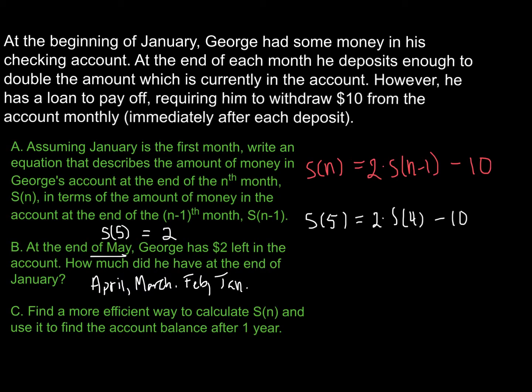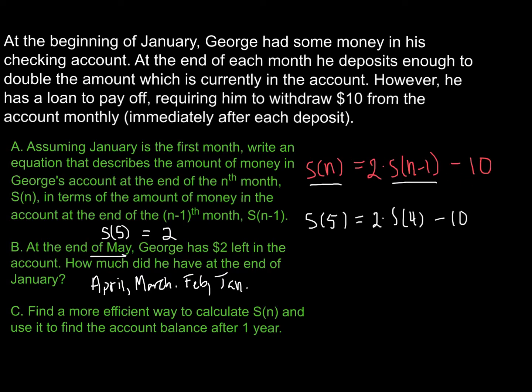So I hope that went well. First, we're thinking about how I could write S of n in terms of the one before it, the month before it. Every month, what I'm doing is multiplying by 2, doubling the amount, and then withdrawing 10. So to find the current month's balance, I take the month before it, multiply by 2, and subtract 10.